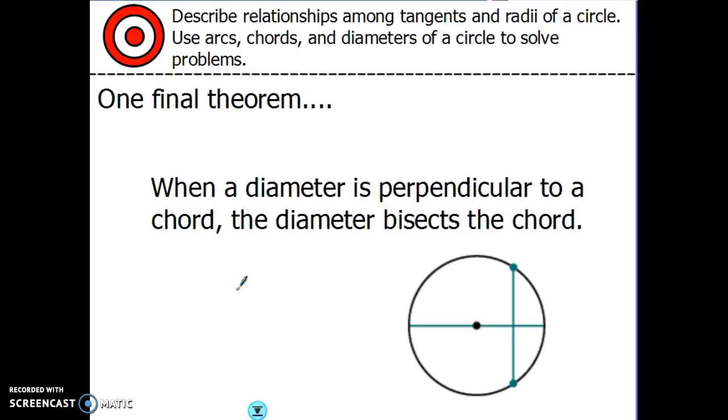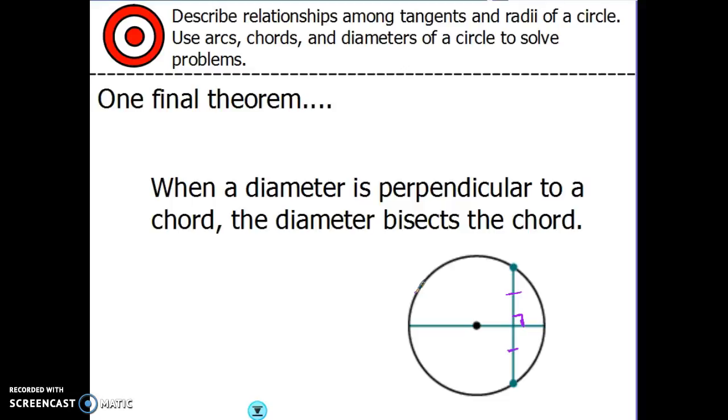Okay, all right. One final theorem that I'd like to introduce to you. When a diameter is perpendicular to a chord, the diameter bisects the chord. So let me draw a little picture of this for you. So I've got my circle. This is my diameter because it's a chord that goes through the center. And here's just some other chord, okay? I made sure that the diameter met this at a right angle. And so now we can know that this is being bisected. This chord is the same distance on both sides.